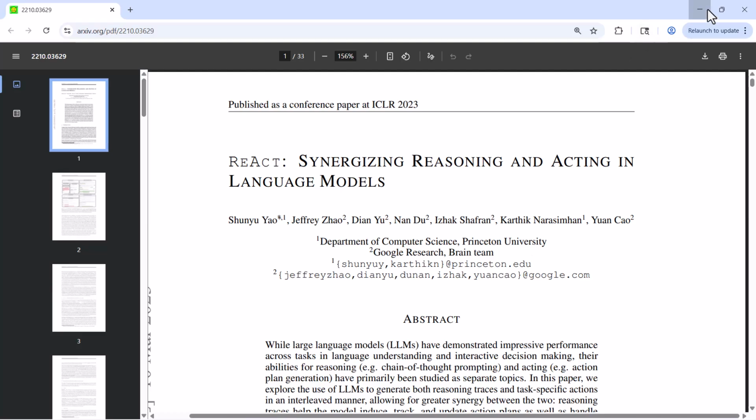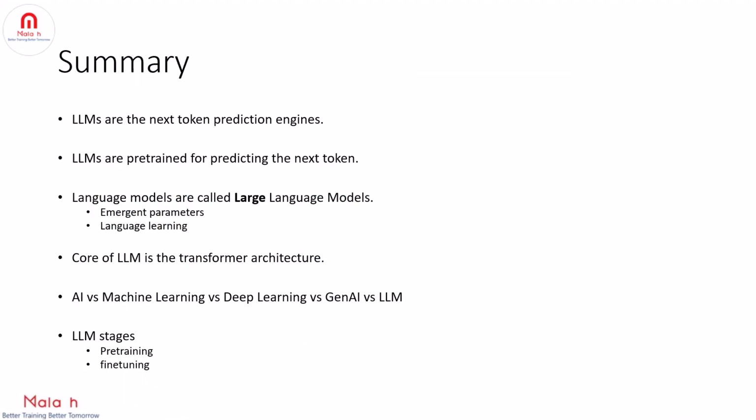So in summary, LLMs are next token prediction engines, right? They are probabilistic prediction engines. They choose the next token based on the highest probability scores. Why do we pre-train an LLM for predicting the next token? Because LLMs learn the form, that is the grammatical correctness, and the meaning of the language. And then we learned that language models are called large language models because they have a huge number of parameters. And why do we need so many parameters?